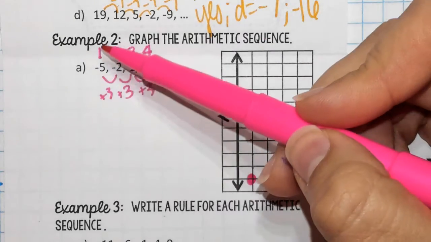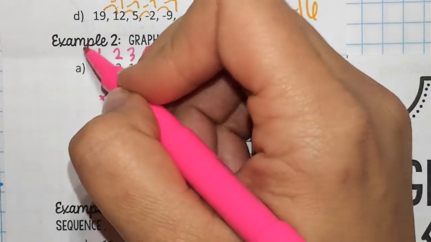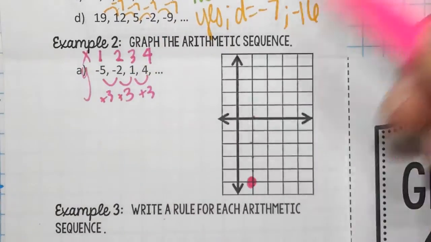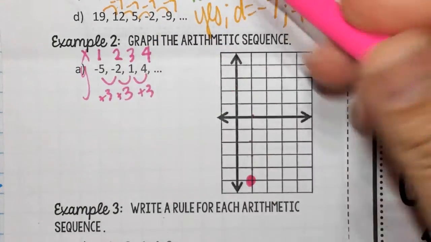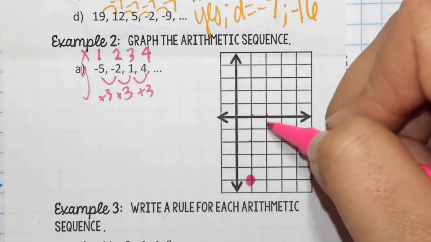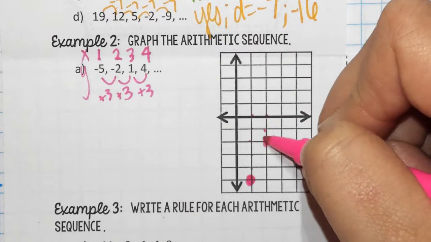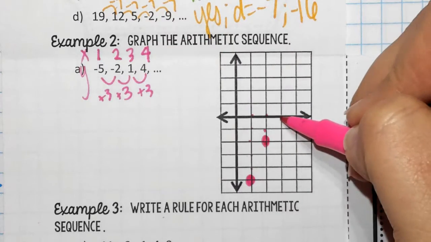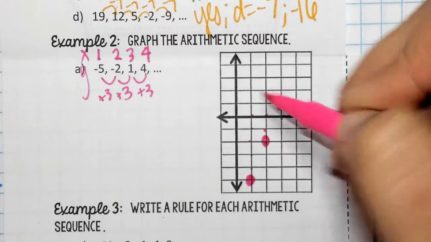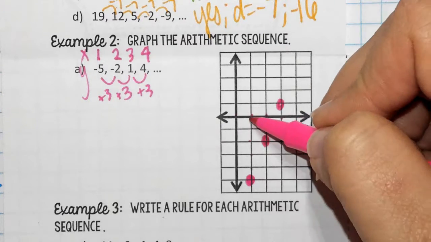Since it's my first term, this is my x, and this is my y. So I went right 1, down 5. For my second term, where would I go? Right 2, down 2. Good. For my third term, where would I go? Right 3, up 1. Okay. And my fourth term, where would I go? Right 4, and up.